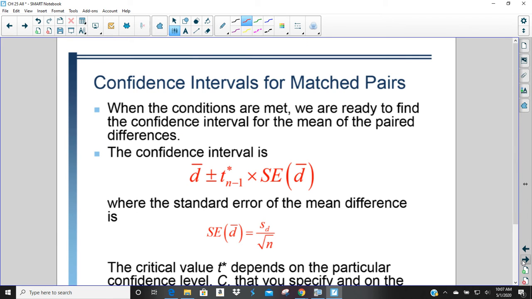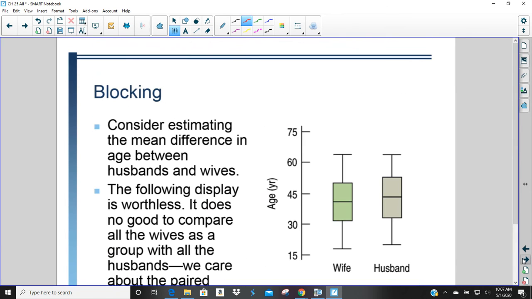We can also do confidence intervals for matched pairs. Same equation, we're seeing the same thing. In this case, instead of being the p, the probability, or the mu, it's going to be d, the average of the d. And the critical value, of course, we're going to calculate from our calculator.